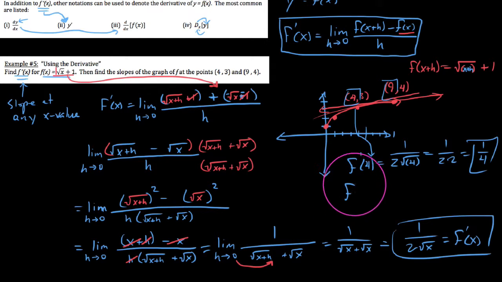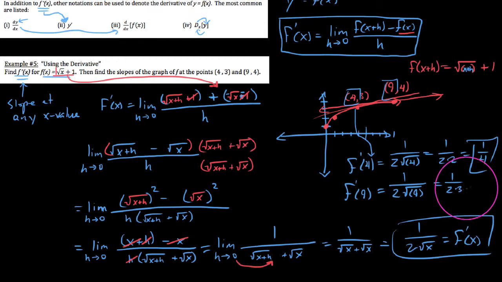And then when I find f prime of 9, I'm using 9 on purpose here, it's a pretty number with roots, this would be 1 over 2 times, now I'm plugging in 9 into my slope formula, and I get 1 over 2 times 3, which is 1/6.